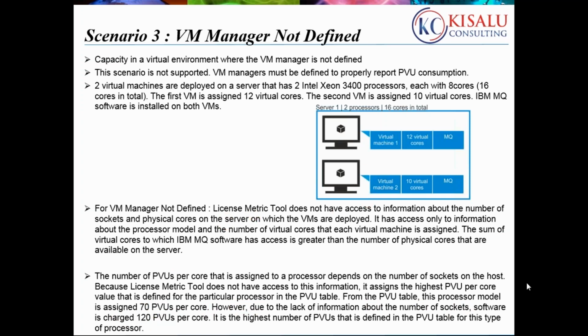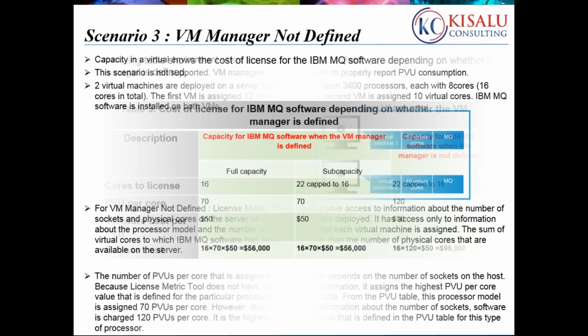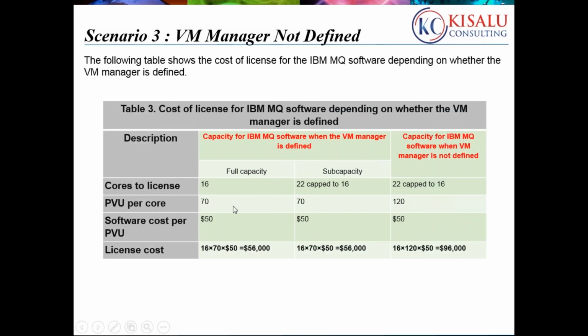Now, in this scenario, if the VM manager is not defined, the cost will show in a different way. So we will see here, if we have the VM manager defined, the VM manager is defined on your full capacity, as we've seen before for that machine, it only has 16 cores and 70 PVU per core. At $50, we should have been paying $56,000 on a full capacity scenario.